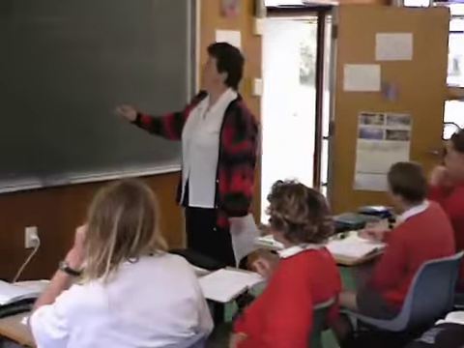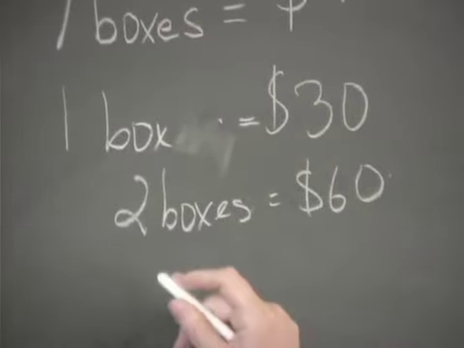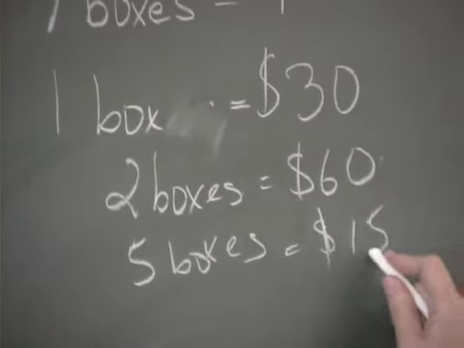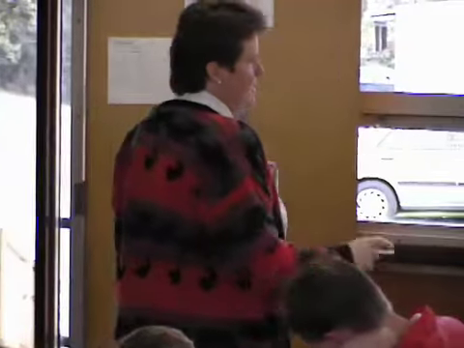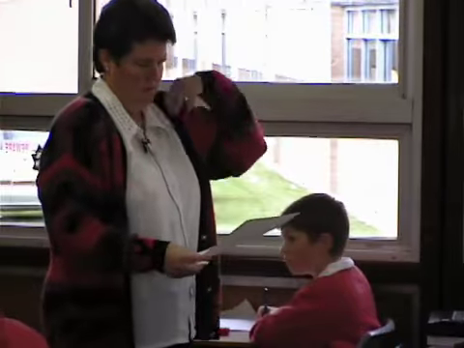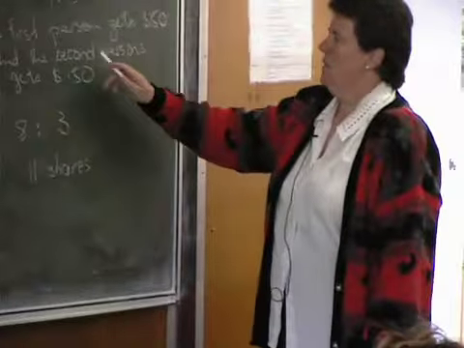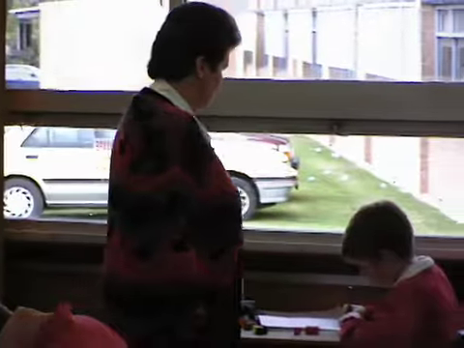Yep, okay, so 2 boxes, 60, 5 boxes, 150. So the first person gets $60 and the second person gets $150. Write that down. Write down the English. So the first person gets 60 and the second person gets 150 again. Right.